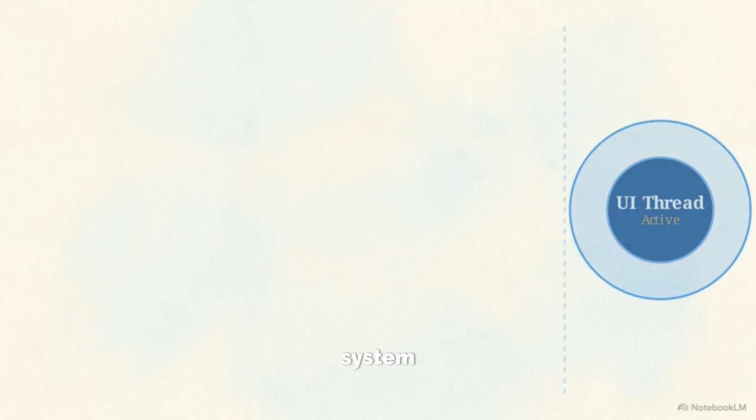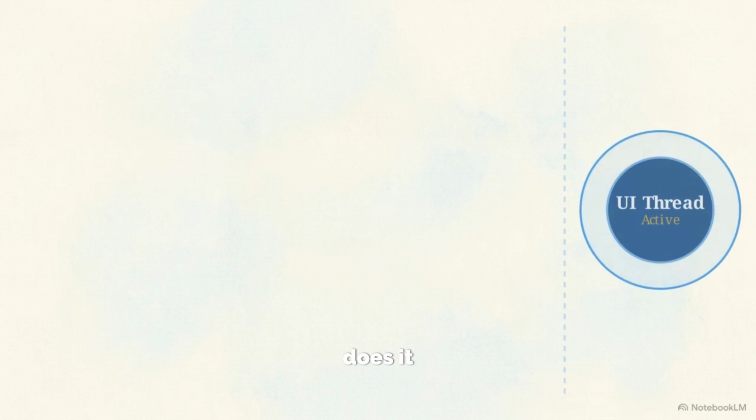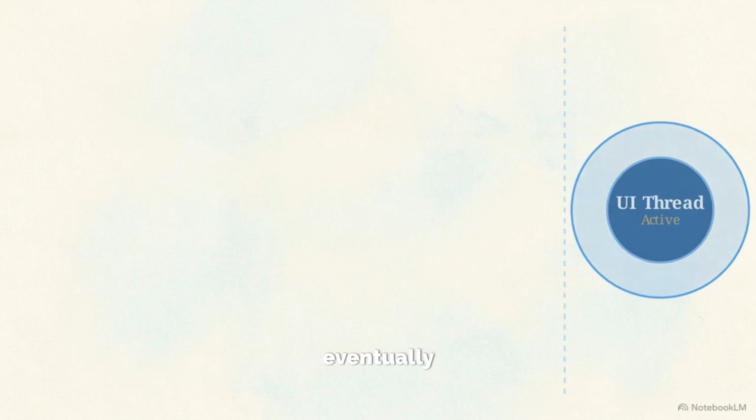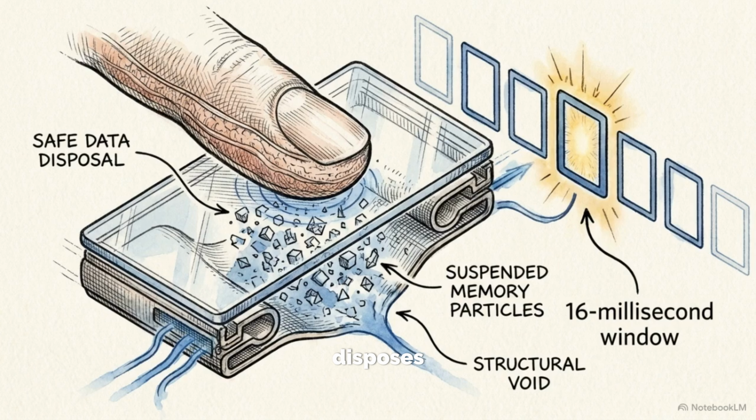If the operating system constantly freezes background tasks every time you touch the screen, how does it clear out background memory without eventually buckling under the backlog? To survive this self-imposed bottleneck, Apple had to invent a hidden manager called Automatic Reference Counting, or ARC. How ARC safely disposes of heavy data right under your fingertips without crashing the device is a story for the next video.